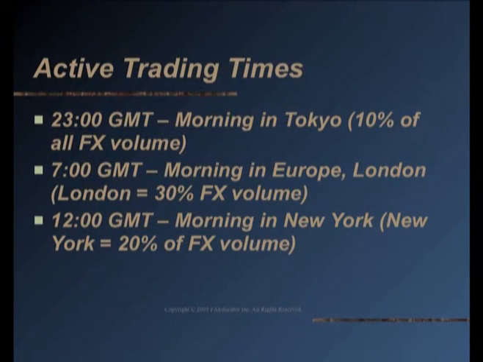Let's talk about those active trading times. 2300 GMT, that's generally morning in Tokyo. And Tokyo is very significant because Tokyo accounts for about 10% of all foreign exchange volume. A few hours later, 7 GMT, now it's morning in Europe and in London. And London is a huge Forex trading, let's call it the Forex trading capital of the world, because 30% of all Forex transactions emanate from this part of the world.